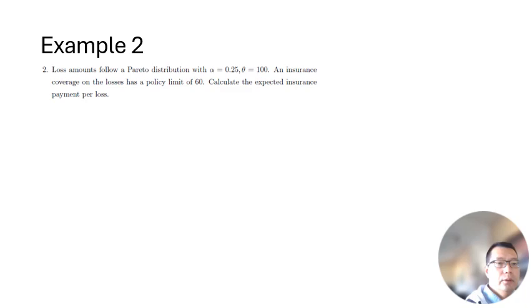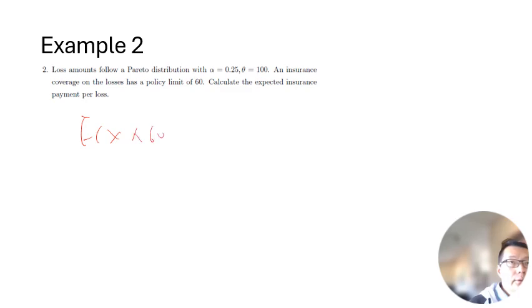Example 2. Loss amounts follow a Pareto distribution with alpha equal to 0.25 and theta equal to 100. Insurance coverage on the losses has a policy limit of 60. Calculate the expected insurance payment per loss. The formula is already given in the exam sheet, so all you need to do is just apply the formula.